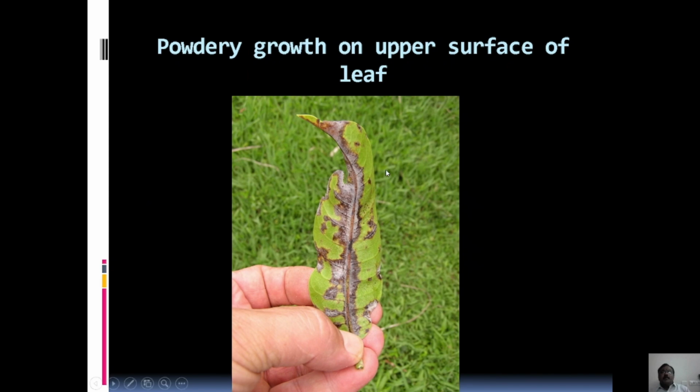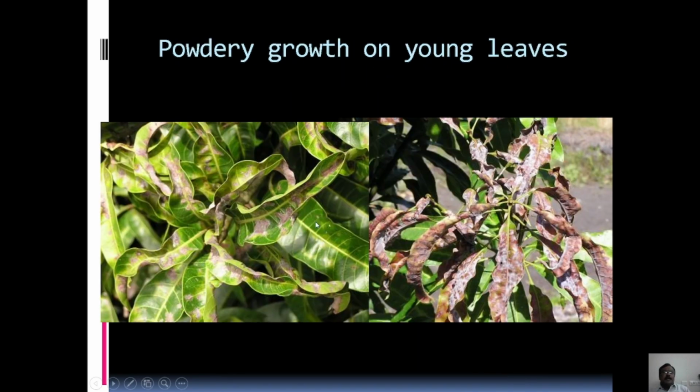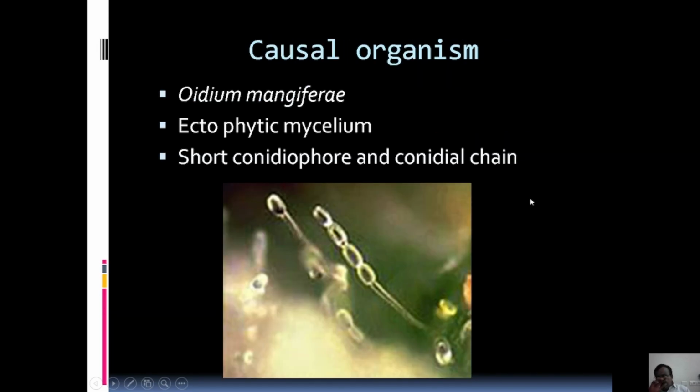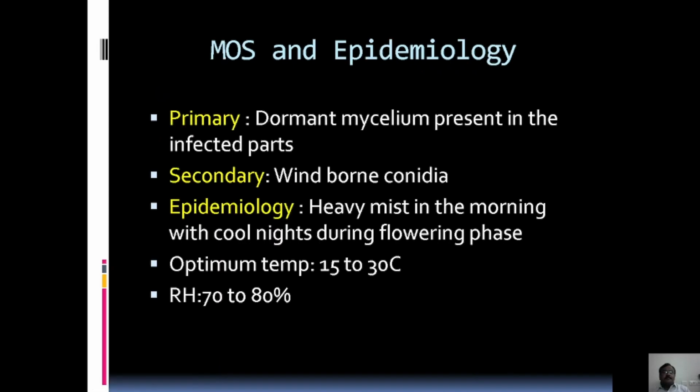This is the typical powdery growth on the upper surface of the leaf, especially on the tender portions or the young leaves. And this is the powdery growth on the inflorescence, which results in the premature dropping of immature fruits. And the causal organism is Oidium mangiferae, which produces ectophytic mycelium and short conidiophores with chains of single-celled barrel-shaped conidia in a basipetal arrangement.